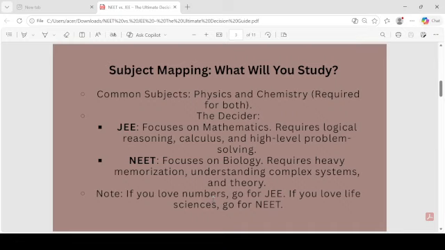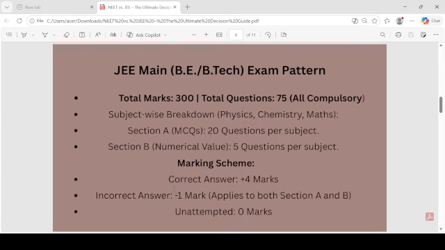The next slide will be subject mapping. What will you study? The common subjects for both medical and engineering students are physics and chemistry. If you choose JEE, focus on mathematics, which requires logical reasoning, calculus and high level problem solving. NEET focuses on biology, which requires heavy memory and understanding complex systems and theory. A note: if you love numbers, go for JEE, and if you love life and nature, then go for NEET.